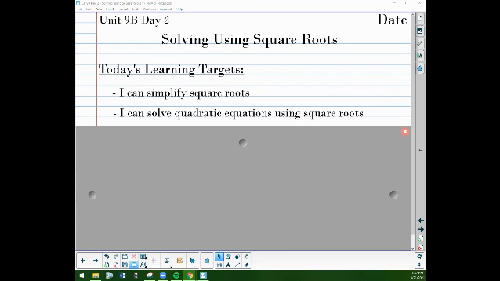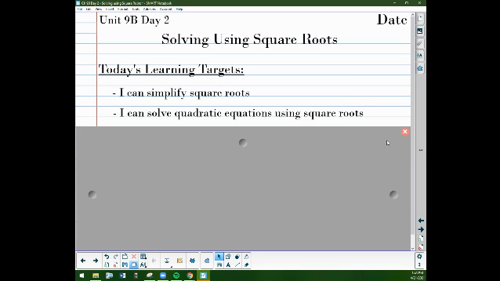Griswold here, and we are on Unit 9B, Day 2. We're going to learn how to solve quadratic equations using square roots. Our first part of our learning target is learning how to simplify square roots. And then the next part of our learning target is to solve quadratic equations using square roots.